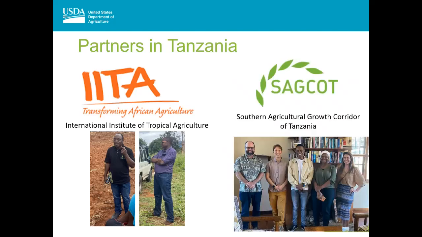Our second main partner was SAGCOT, the Southern Ag Growth Corridor of Tanzania, which is a public-private partnership that aims to facilitate relationships between government, agro-industry, small and medium-scale farmers, small and medium-sized enterprises, and other stakeholders for growth and transformation of agricultural value chains in Tanzania. So basically, they create effective linkages between people who have resources with people who need resources, which is a need in any agricultural system. And that photo is a picture of the USDA team with a couple of the SAGCOT interns that traveled around with us during our trip in the mainland.